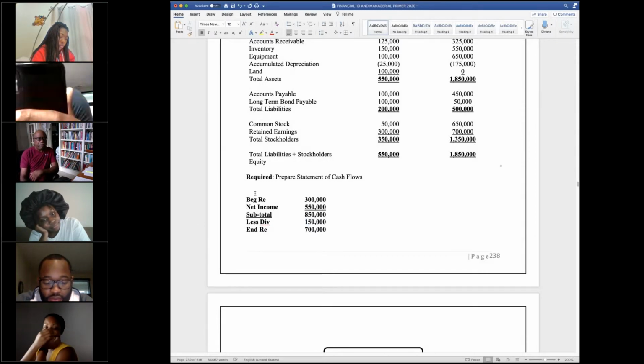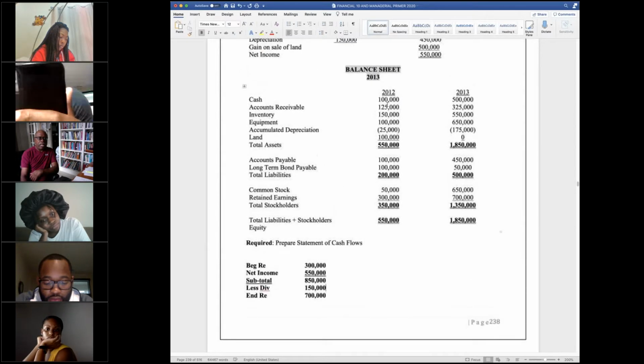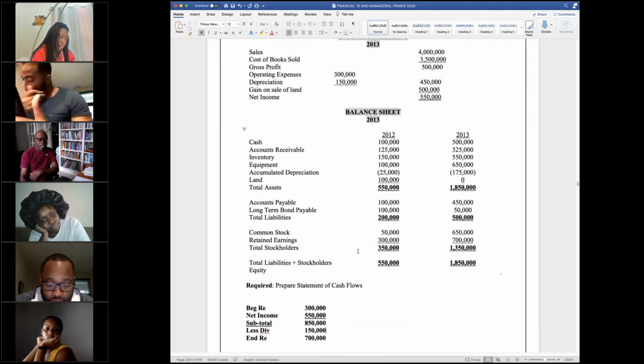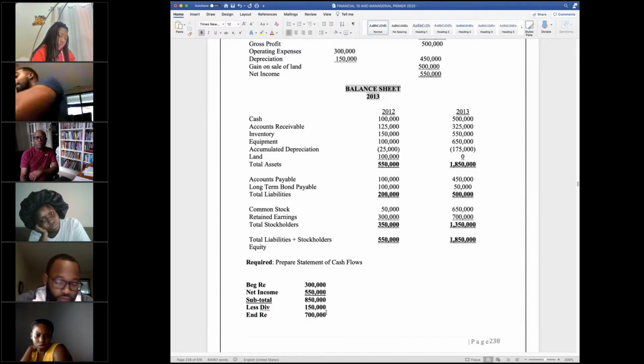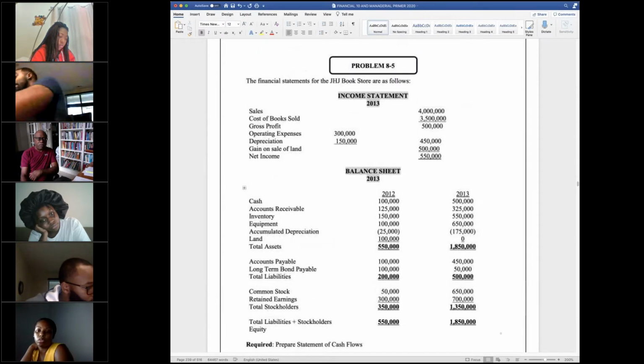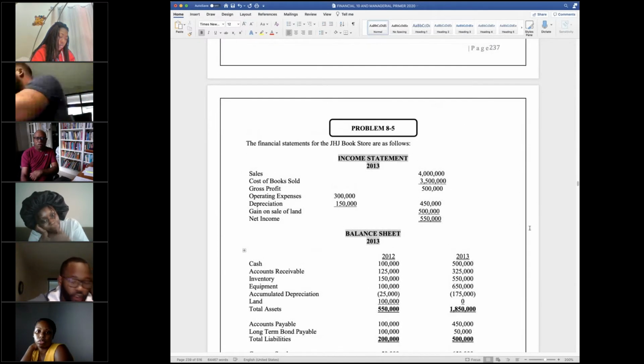So we get the beginning retained earnings and the net income. So we add those two numbers together. Then we just subtract out the ending retained earnings and that difference is the dividend. Got it? And so now we calculated the dividend.